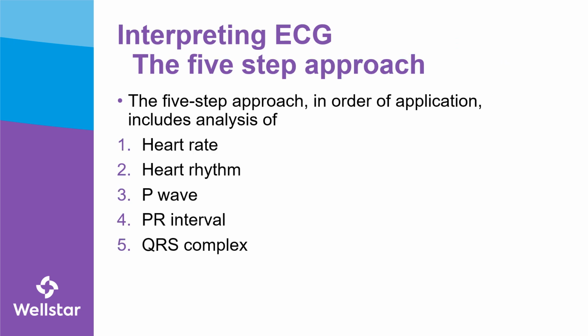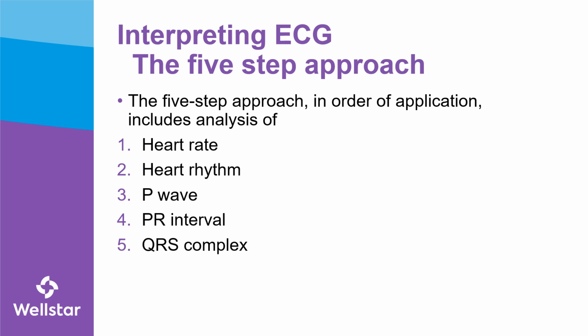Interpreting ECG, the five-step approach. The five-step approach in order of application includes analysis of the heart rate, and that's going to be, is it less than 60? Is it between 60 and 100? Is it greater than 100? Is it greater than 150? This is important to know which direction you're going to go, and it's the first step.